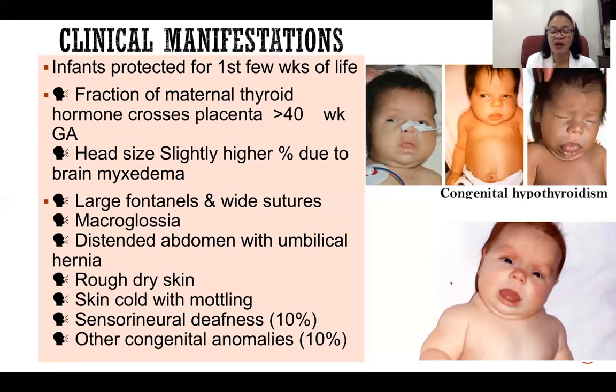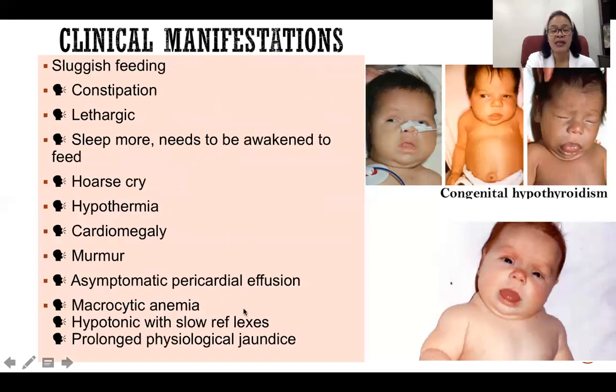There's presence of macroglossia, a distended abdomen with umbilical hernia, and very rough and dry skin. Sometimes patients may have mottling of the skin. Some may have deafness and other congenital anomalies. And then with regards to some observations, patients may have poor feeding. Okay, so poor or even fair feeding.